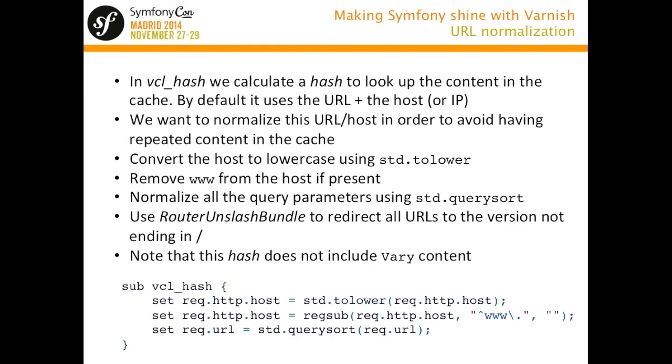There's a really nice bundle which redirects all the URLs to a version not ending in /. So in that way, you also avoid a kind of duplication. You know that in Symfony, it's hard to be consistent about that. And you're probably going to have routes which have a / at the end, and other routes which don't have it. By using this bundle, you can redirect all the URLs to the same version so that you are not caching two different versions of every URL.